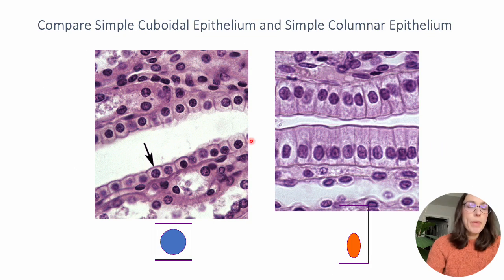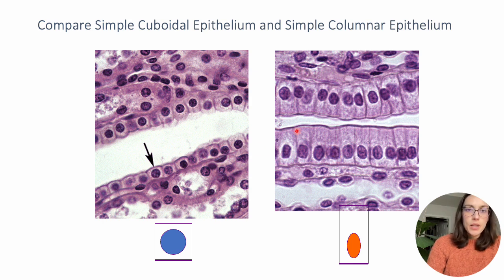Okay. So here's a comparison between simple cuboidal and simple columnar epithelium. This particular image was selected because it was extremely obvious. In real samples, it's less obvious, and sometimes it's kind of hard to tell, but you want to look at the general width to height ratio and how oval or circular the nuclei are.